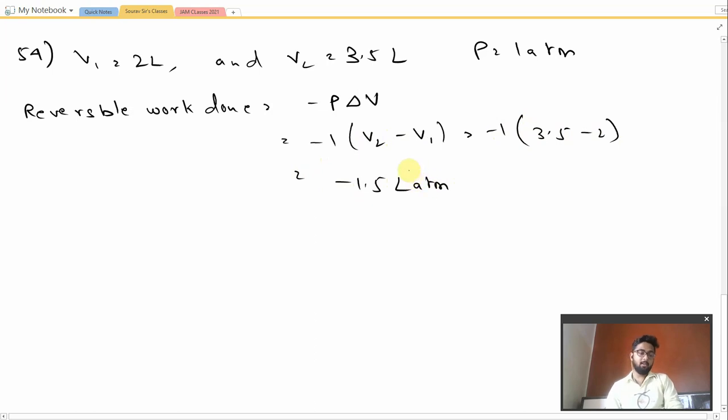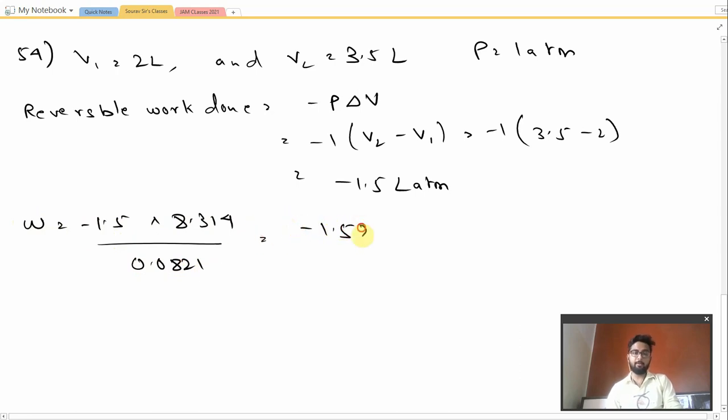From liter atmosphere we need to convert this value to joules. So W will be equal to minus 1.5 into 8.314 divided by 0.0821, which is the R value. So we will be getting minus 152 joules. This minus sign should be there in the answer, though it is work done, because we are showing the reversibility and irreversibility in this case.